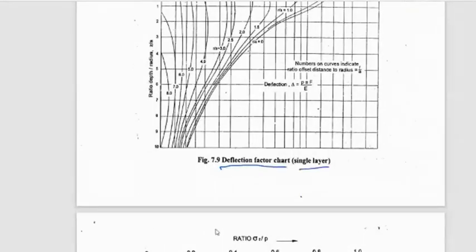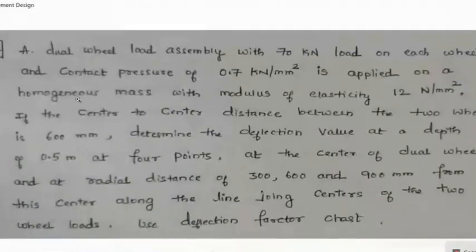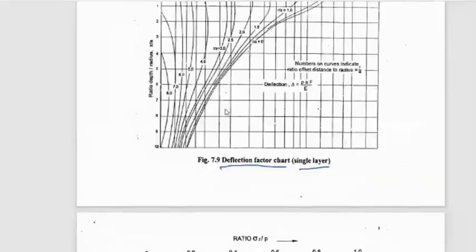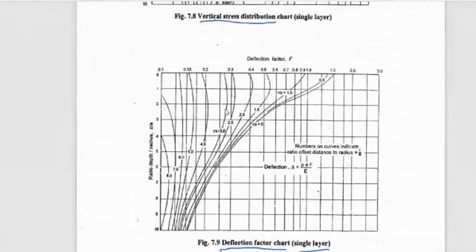For single layer theory, in the question he has clearly mentioned homogeneous mass. Homogeneous mass means single layer theory, right? So there we need to use this deflection chart. In this chart he has given delta is equal to p a by E into F. Here also what we require are z by a and r by a values. There are r by a curves. What we get is the deflection factor F, right?